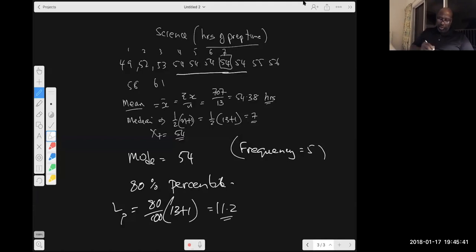So what does that mean? It means that I have to look for the 11th number, but then go 20% higher than that 11th number. So I need to do some interpolation because I didn't get a whole number. So 11, so that's 7, 8, 9, 10, 11.